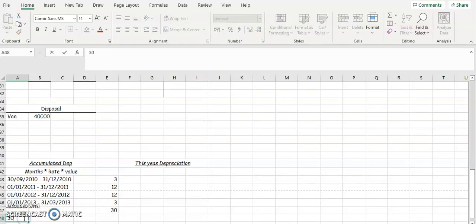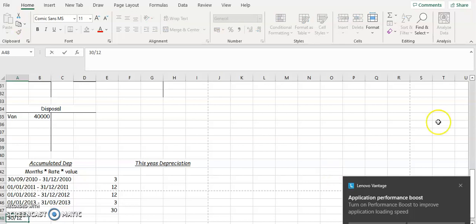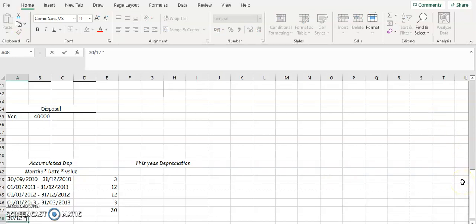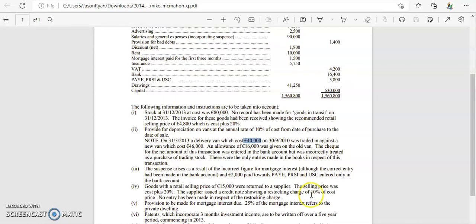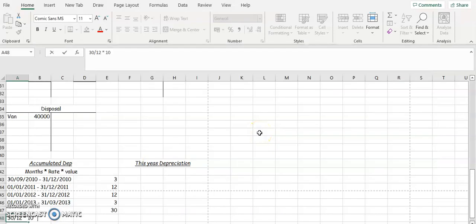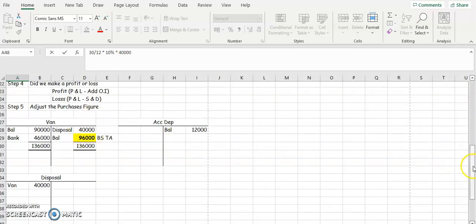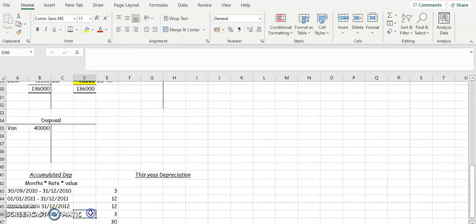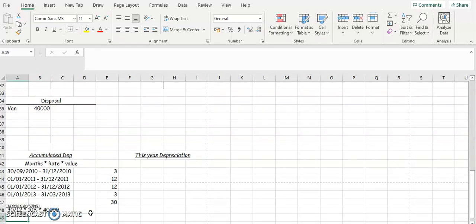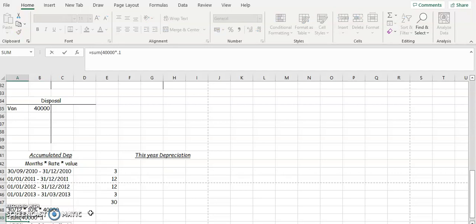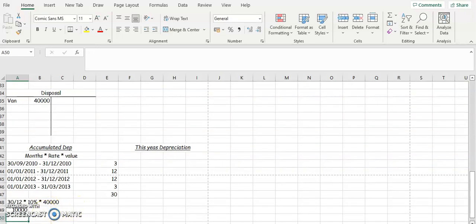So we're going to take the months, so 30 divided by 12. Multiply by the rate in the question, which tells us 10%. Multiply by the value of the van that we just sold, which is 40,000, which we got rid of. So when we do a sum for that, that's going to give us the depreciation of the van we just sold. So it's going to be 10,000. That's the 10,000 for the depreciation in the vans.